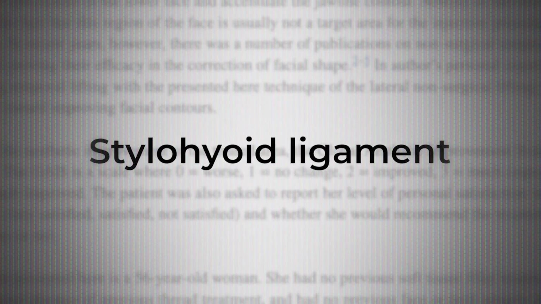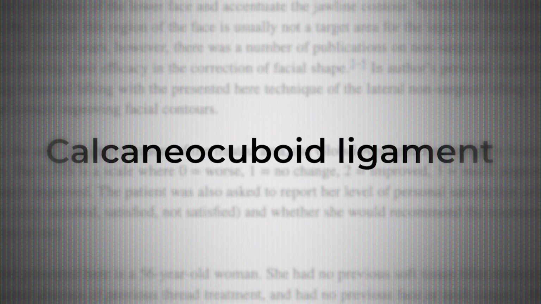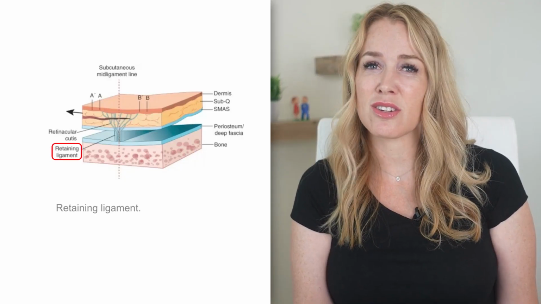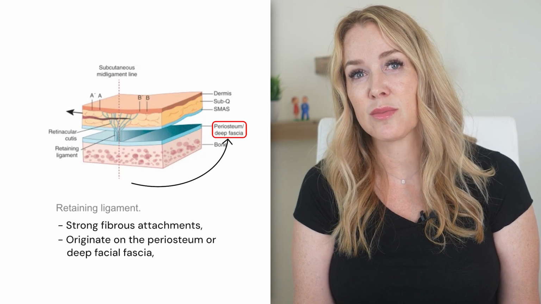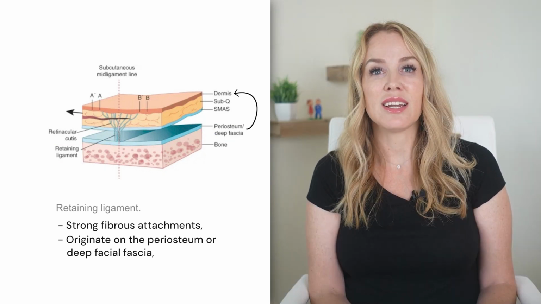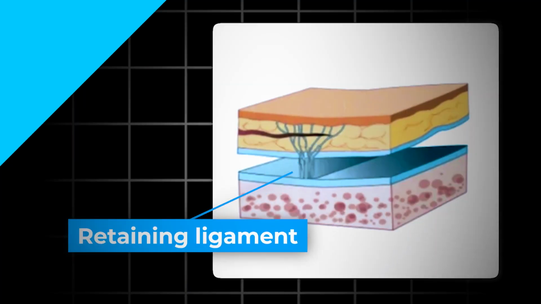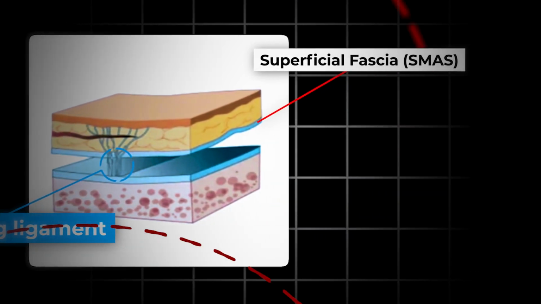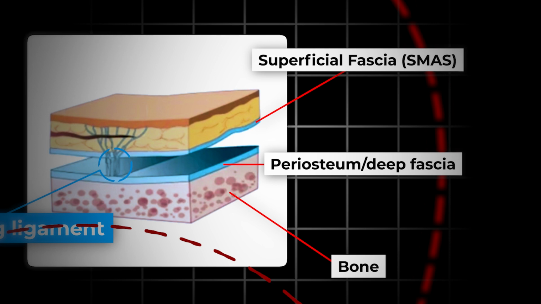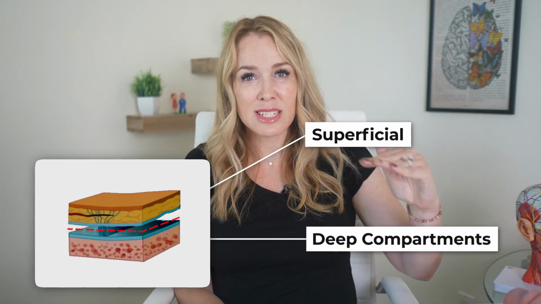As with many other anatomical structures, ligaments often have more than one name for the exact same structure. Retaining ligaments are strong, fibrous attachments that originate on the periosteum or deep facial fascia and insert into the dermis. Retaining ligaments anchor the skin and superficial fascia, the SMAS, to the deep fascia and bone. Both the retaining ligaments and subcutaneous fibrous septa create separate zones dividing the face into the superficial and deep compartments.